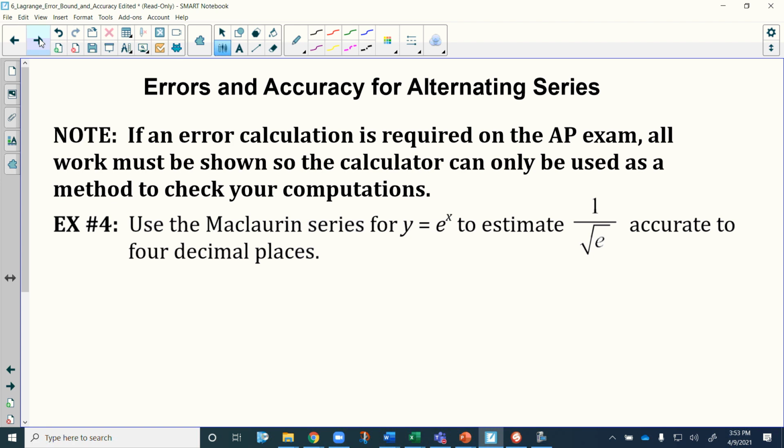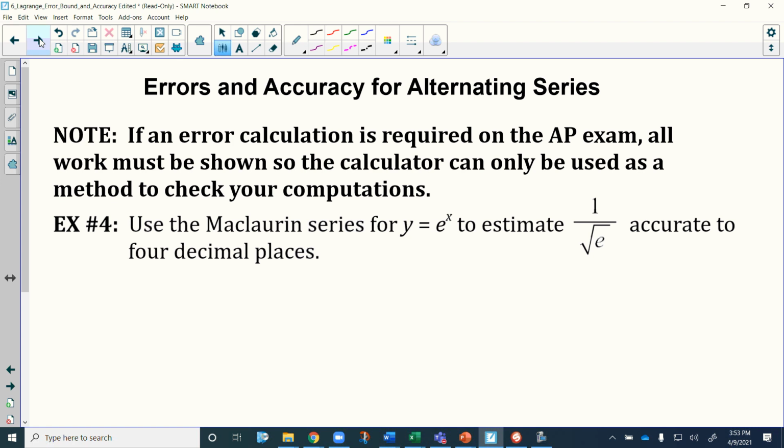If an error calculation is required on the AP exam, all work must be shown, so the calculator can only be used as a method to check your computations. Even if you can figure out what this is going to be on your calculator, if you can't show your work for it on a free response question, you're still not going to get credit for it. You might get a point if you have it right, but without the work, you're not getting full credit.